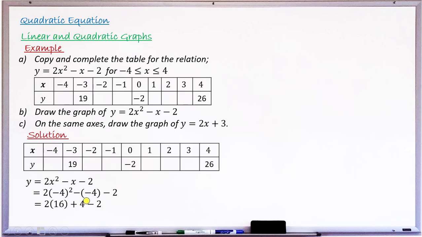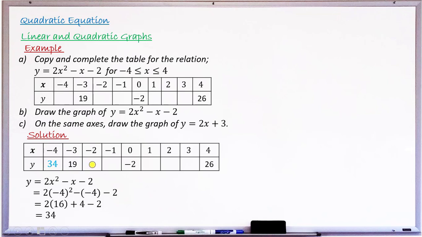Let me just write it. So you're going to have 2 times 16 plus 4 minus 2. This will be 34 in the end. So the corresponding value of y when x is minus 4 is going to be 34. Let me write it. So I'll now move to this place.